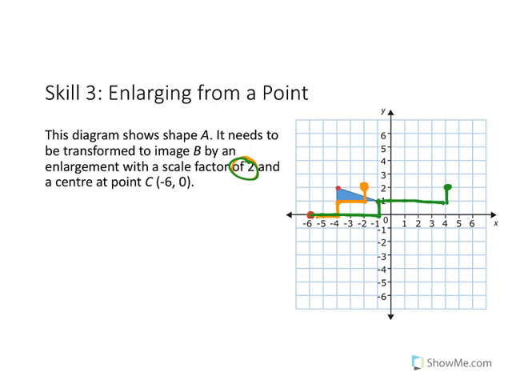For the top vertex, I have to travel 2 to the right, 2 up. 2 to the right, 2 up. That's my new location. So now I'm going to go ahead and draw my triangle. And there you go. That is my new triangle that's been enlarged by a scale factor 2 at the center point of enlargement of (-6, 0). And that's it.